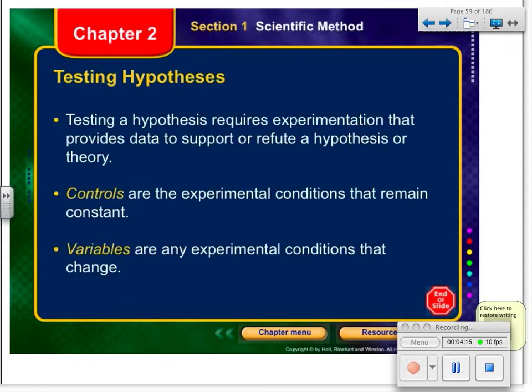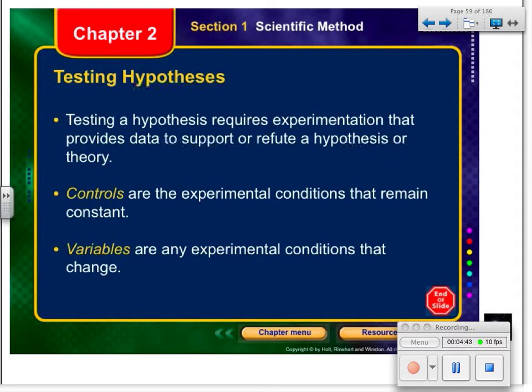Skip that. Testing a hypothesis. This is an experiment. After you observe, step 1 of the scientific process, and then you hypothesize, step 2, then you test, and that's the experiment. An experiment requires data. You must have data to support your hypothesis, or else it's worthless. So you're going to need an experiment with controls and variables.